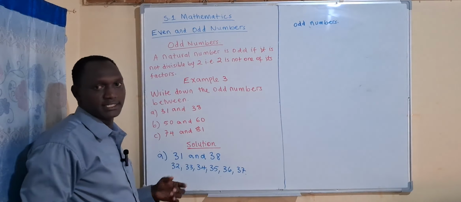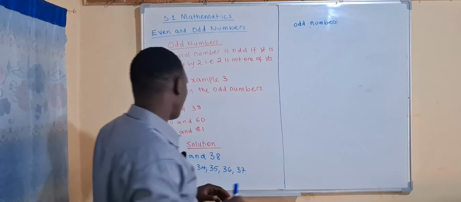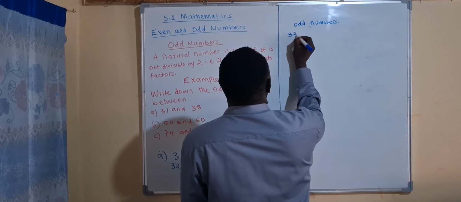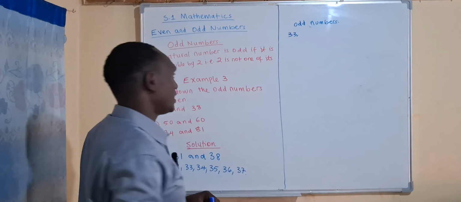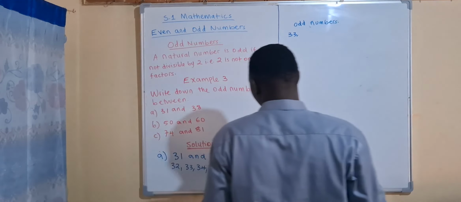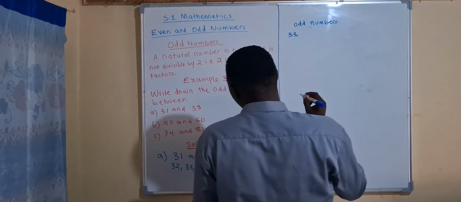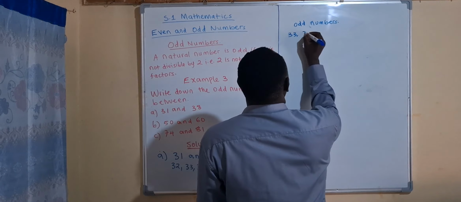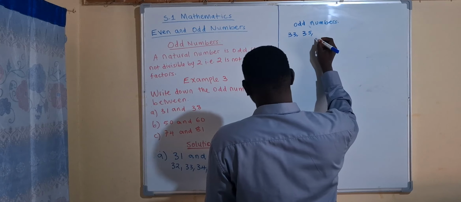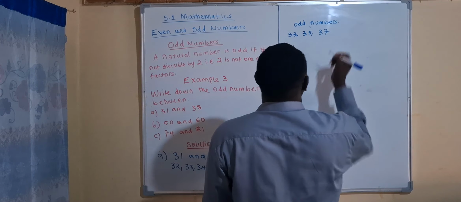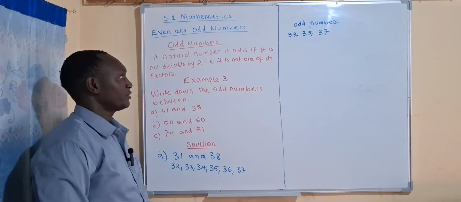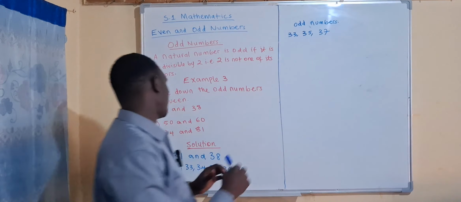32 divided by 2 is 16 and the remainder is 0. Therefore 32 is even. 33 is odd. Why? 33 divided by 2 we get 16 and the remainder is 1. 34 we get 17 and the remainder is 0. So we go to 35. 36 is even and 37. So these are the numbers that if you divide by 2, there is a remainder. So they are odd numbers for part A.